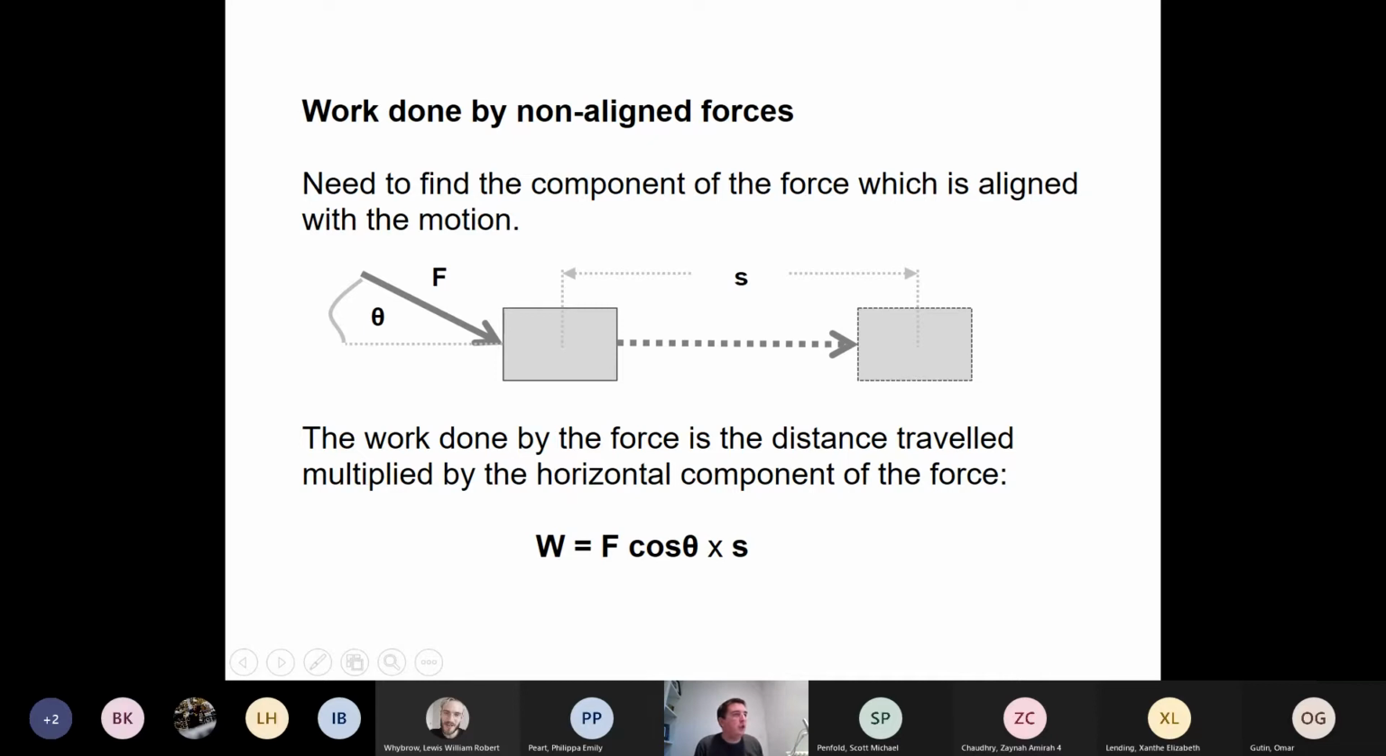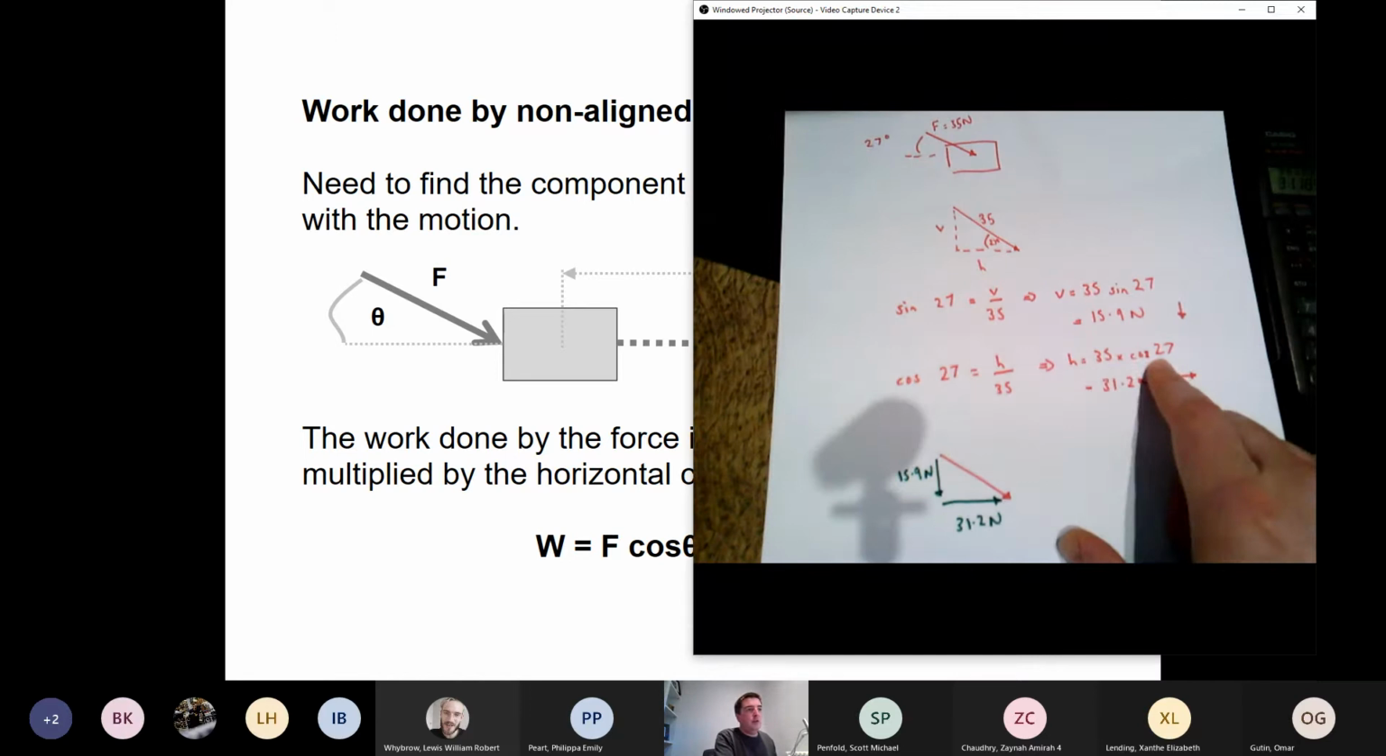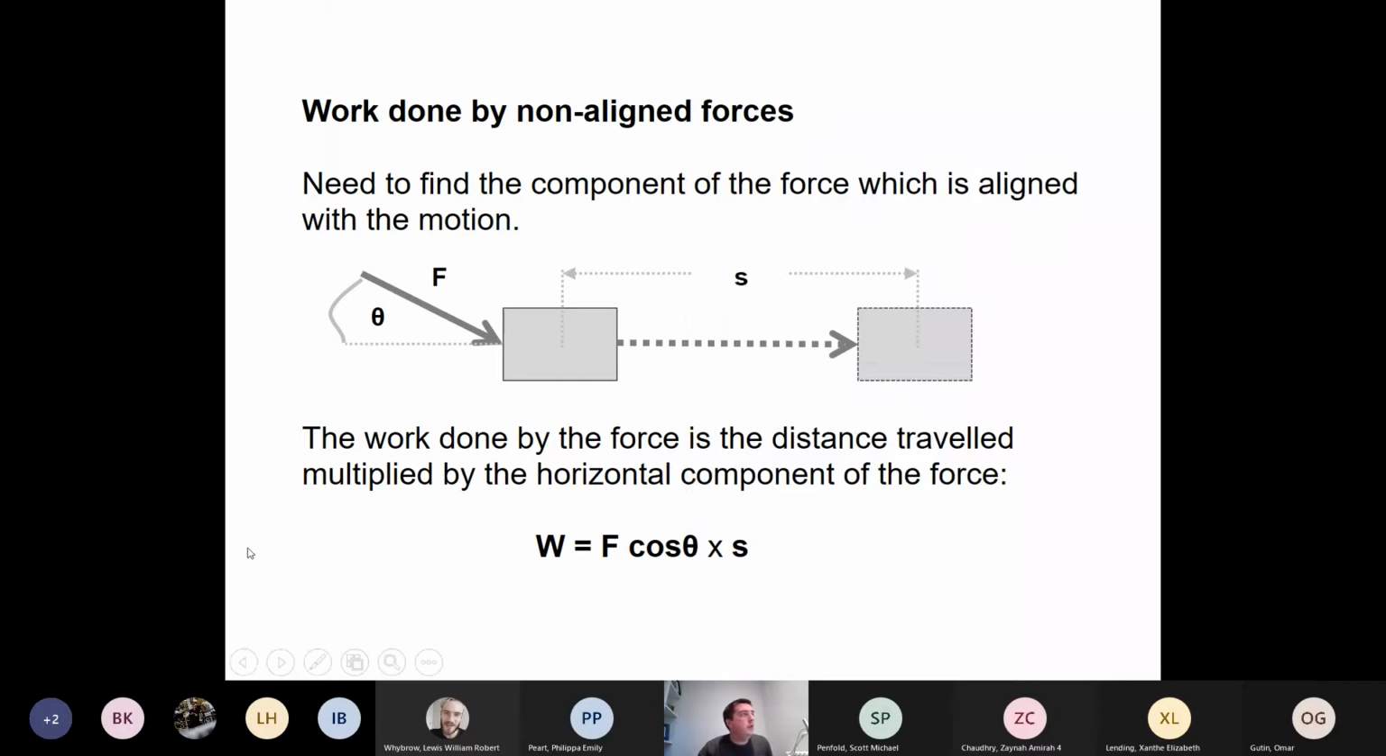And if I just bring the visualizer back up again, F cos theta, F is 35, theta is 27 degrees. So that's this calculation here, giving us 31.2 newtons. So that's the kind of thing that we need to do with these non-aligned forces, is to find the component acting in the direction of motion.